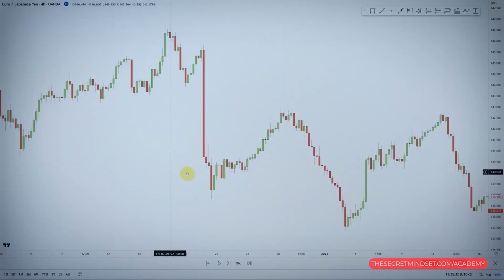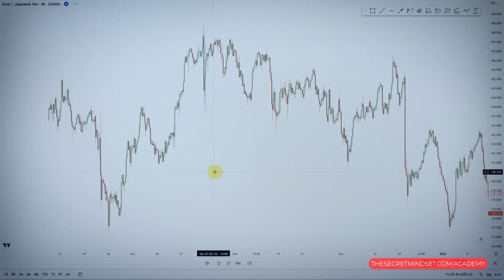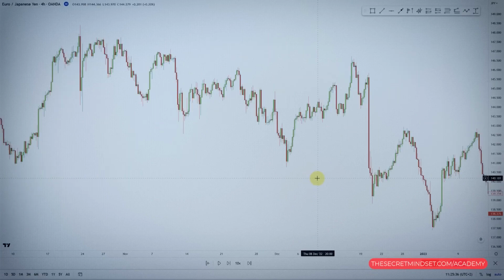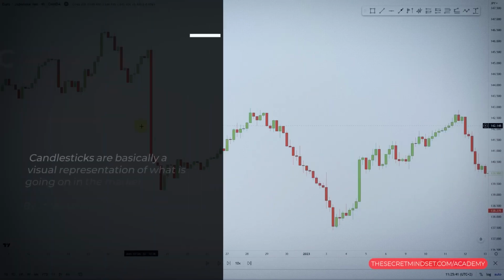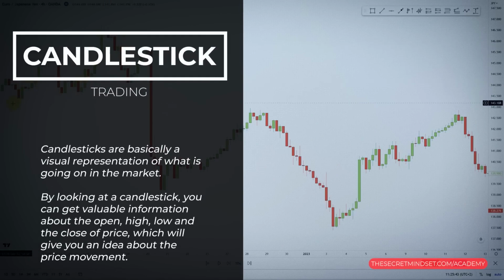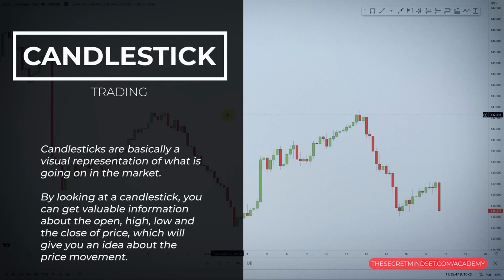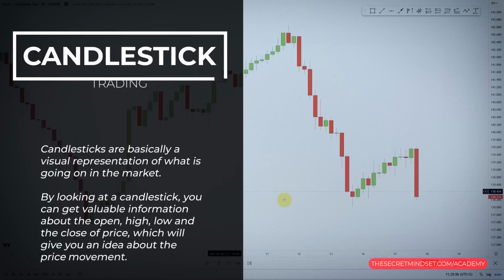We talked about market structure, cycles, trends, support and resistance. Now let's go even deeper and talk about candlesticks. Candlesticks are basically a visual representation of what is going on in a market. By looking at a candlestick, you can get information about the open, high, low, and close of the price, which will give you an idea about the price movement.